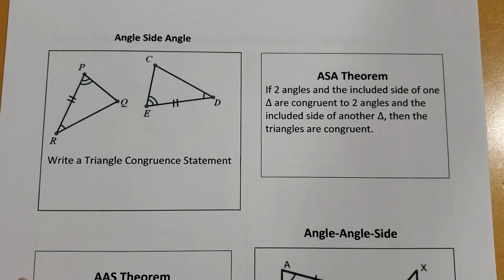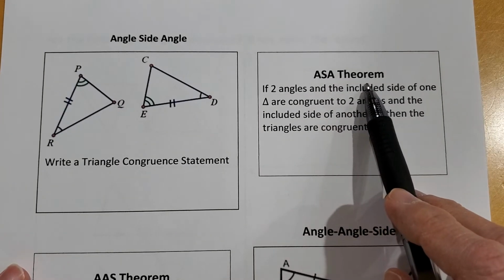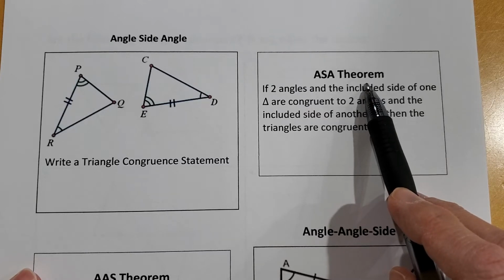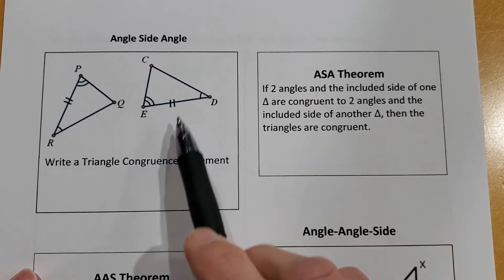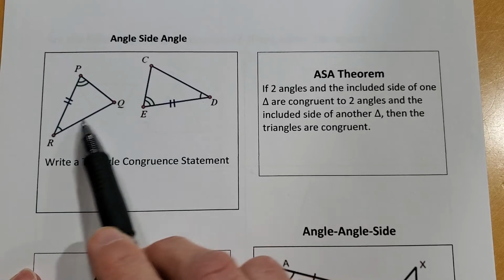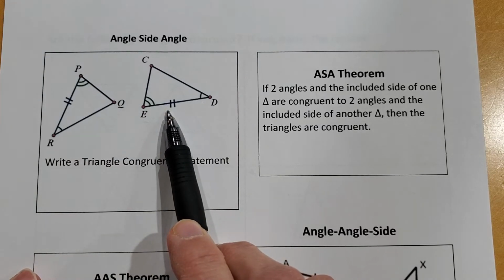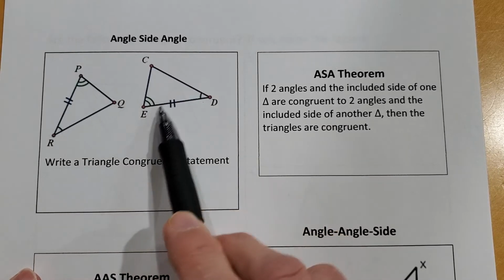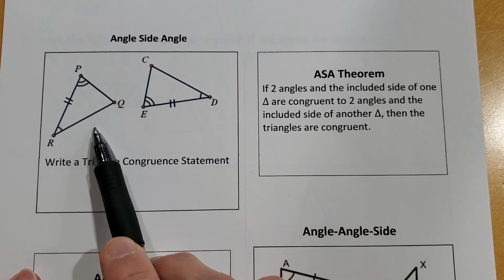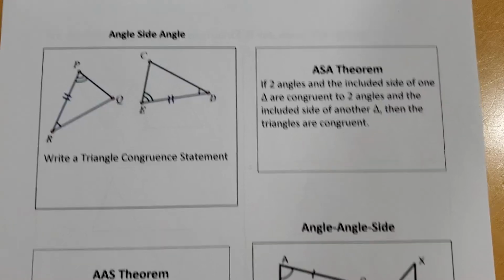Next, we have our angle, side, angle theorem. And our angle, side, angle theorem says that if 2 angles of one triangle are congruent to 2 angles of another triangle and the included sides are also congruent, so again, not one of the other sides, but the one between the 2 angles that are congruent, then the 2 triangles are congruent.